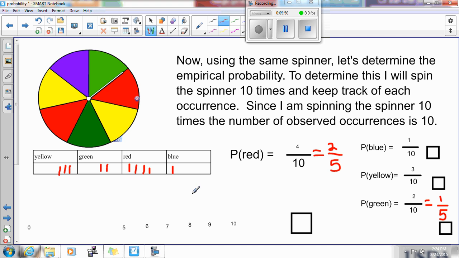10/10 is the same as 1. Probabilities will always add up to 1. If you take all the different possible things like yellow, green, red, and blue, and take all the different probabilities and you add them up, you will always get 1. So that's like a way to check yourself and make sure you did it right. This is empirical probability, and the one we did before where we didn't do an experiment, where we just looked at the spinner, was called theoretical probability.